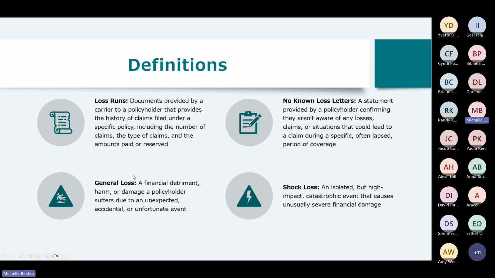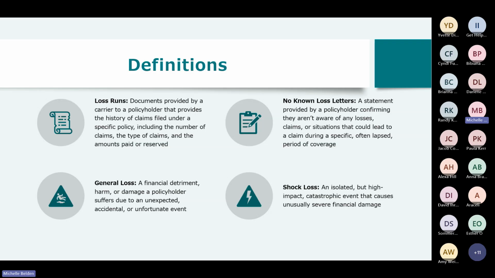So some definitions to go over. Everybody should be pretty familiar with loss runs. It is a document that's provided by the carrier with which an insured has a policy. So it can show you their loss history, depending on how long they've been there. Generally, we're looking for the last 3 to 5 years. That varies by carrier.